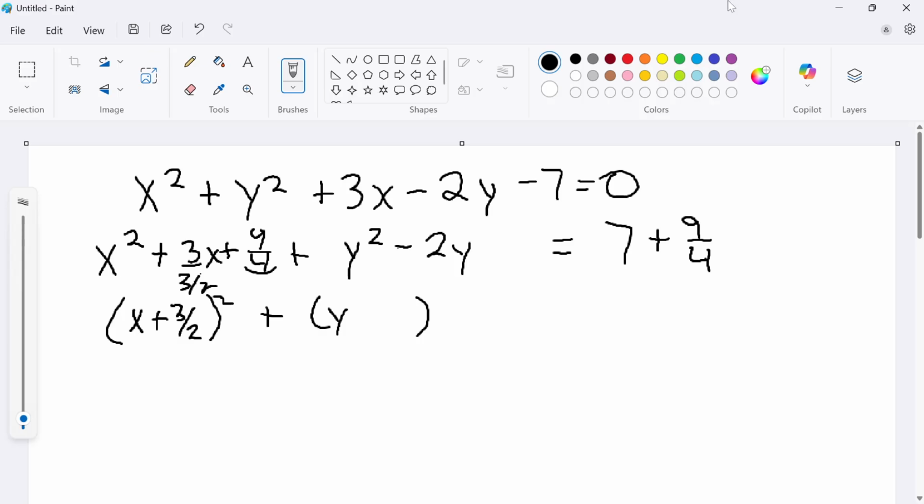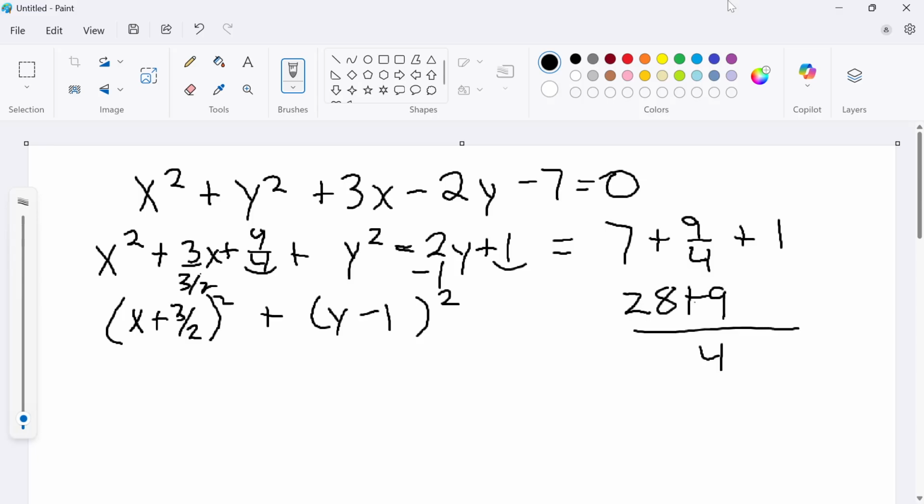Same thing with this one. Half of negative 2 is negative 1. So this is y minus 1 squared. And then negative 1 squared is 1. And if I add 1 to the left side, I have to add 1 to the right side. And I'll add all these together. 4 times 7 is 28 plus 9. I need the same denominator. 4 times 1 is 4. So this is 32 plus 9 plus 4, which is 41 fourths. So the left side equals 41 fourths. And that would be the circle.